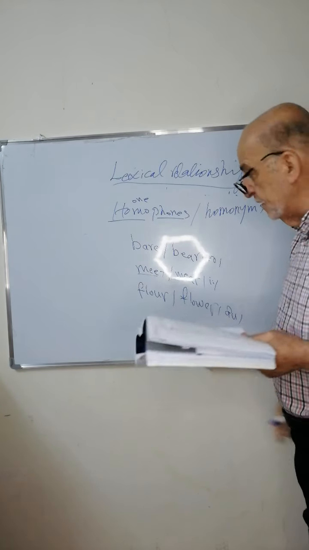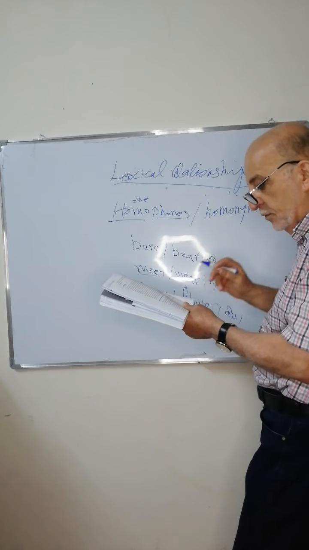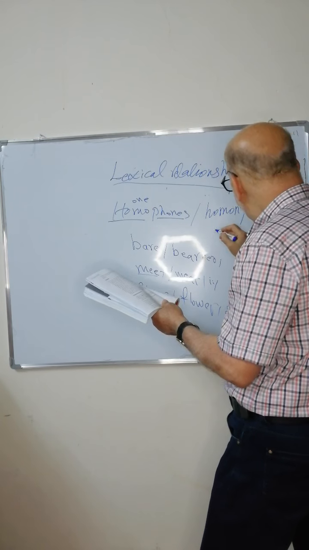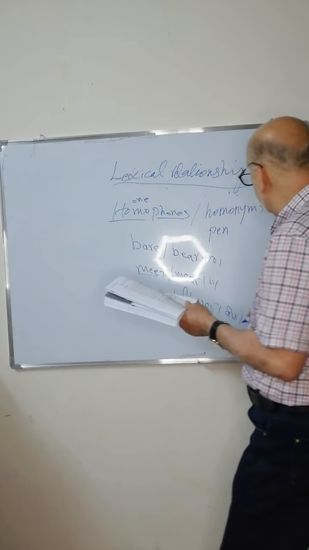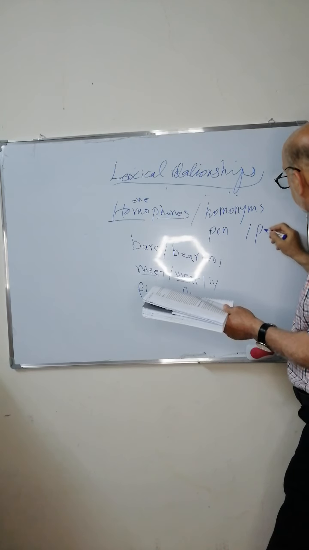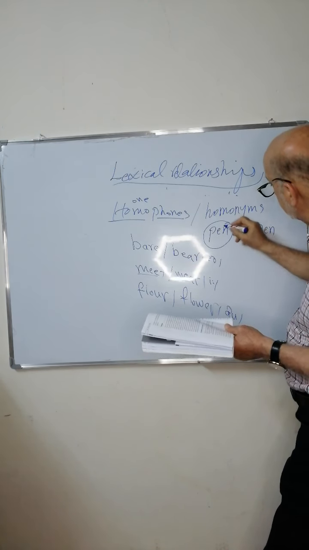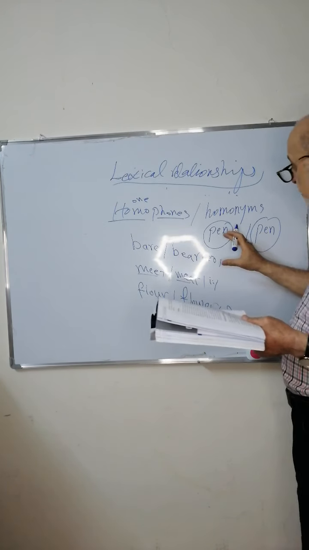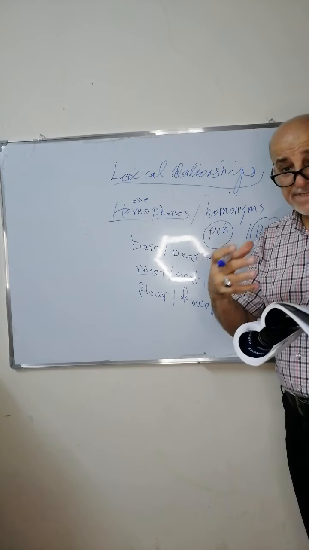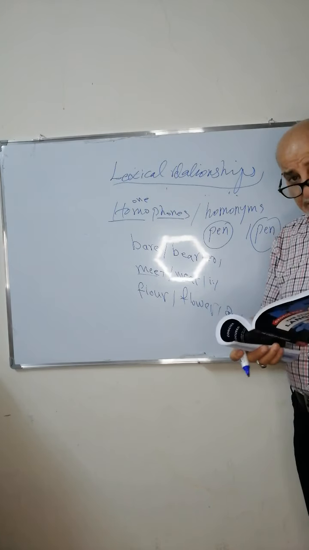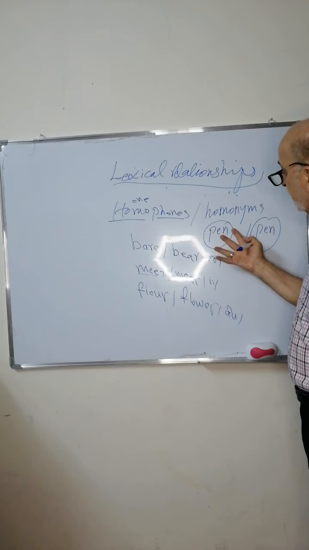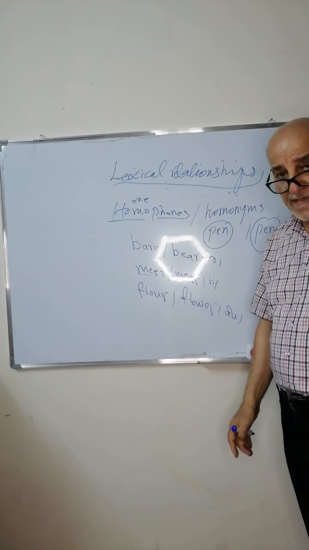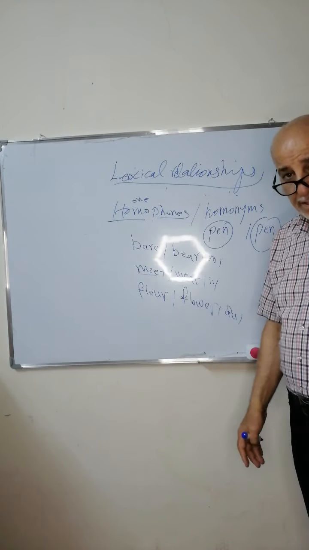What is then the point? Take for example, when I say pen, and I have another word, pen. Now pen here and pen here, they are homonyms. Of course they are considered as different words. The same spelling, but they have totally different meaning. They have the same sounds, and they are also different.